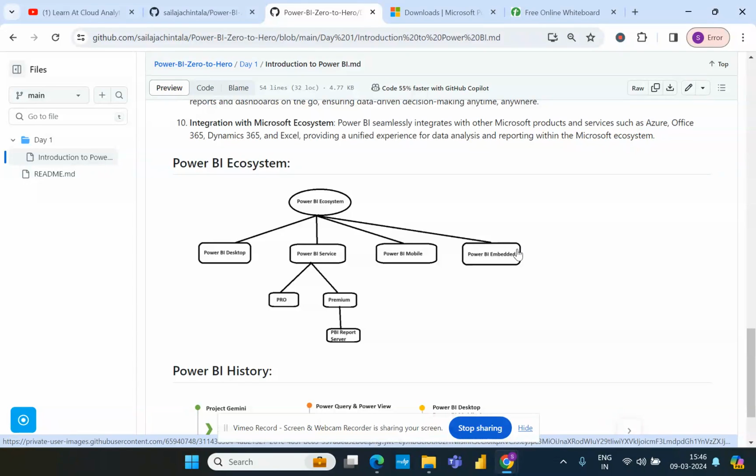And then we have this Power BI embedded, and this is an Azure service that helps us to embed or integrate interactive reports and dashboards into web and mobile applications without doing it manually from scratch. Okay, so if you're trying to integrate your reports built in Power BI desktop into a custom application, then you can use this product called Power BI embedded.